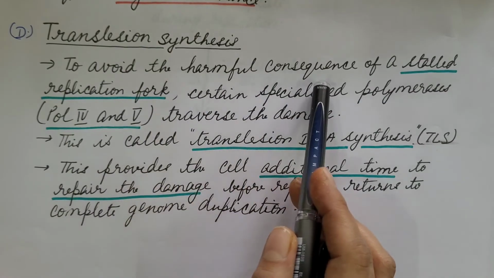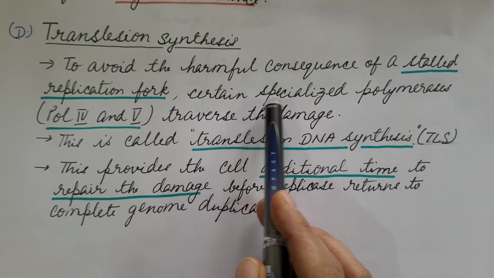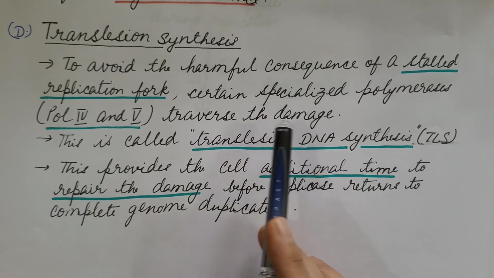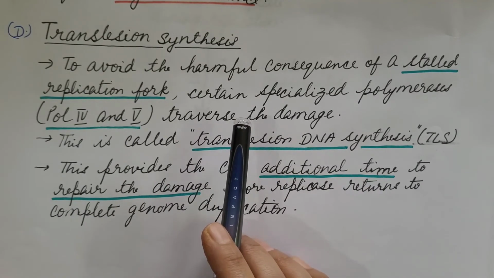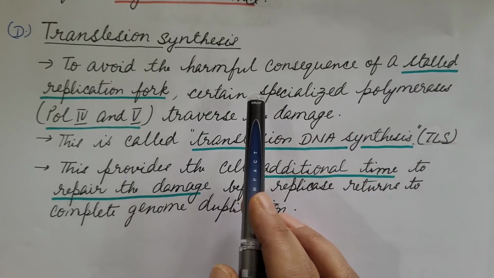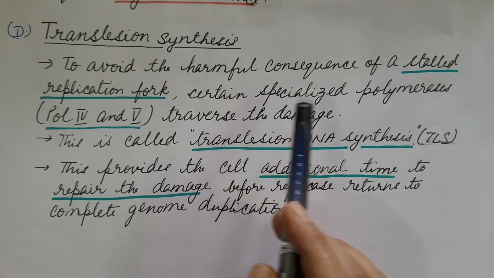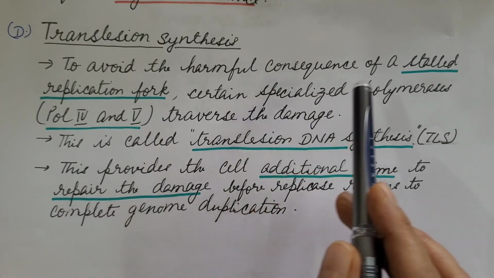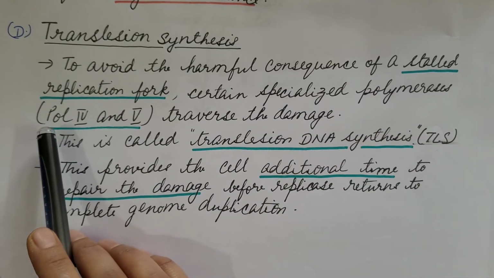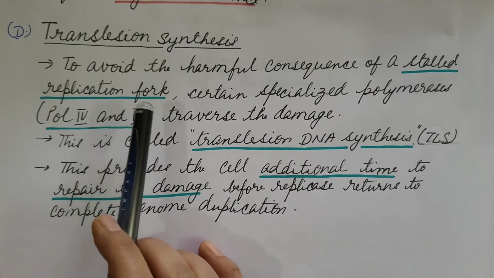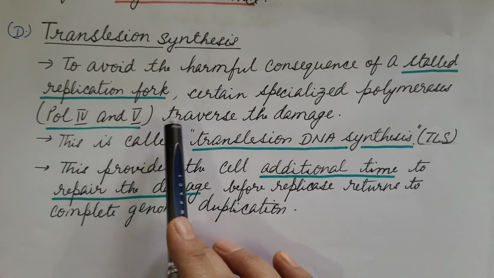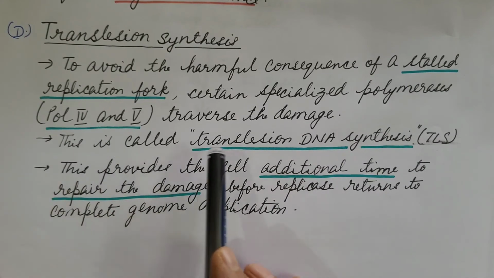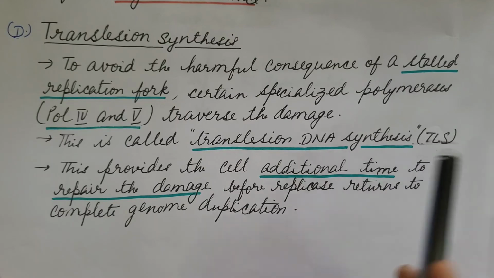To avoid the harmful consequences of a stalled replication fork, certain specialized polymerases, for example polymerase 4 and 5, traverse the damage. When there is damage or a lesion in the template strand, then DNA polymerase 3 stops extending the new strand, as a result of which the replication fork is stalled. In that case, certain specialized polymerases, for example polymerase 4 and 5, which are also known as SOS polymerases, travel past the damage and continue the extension of the new strand. And this is called translesion DNA synthesis or TLS.